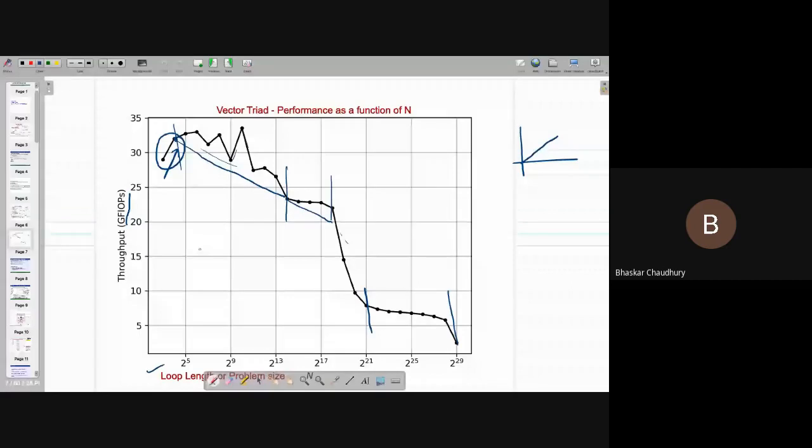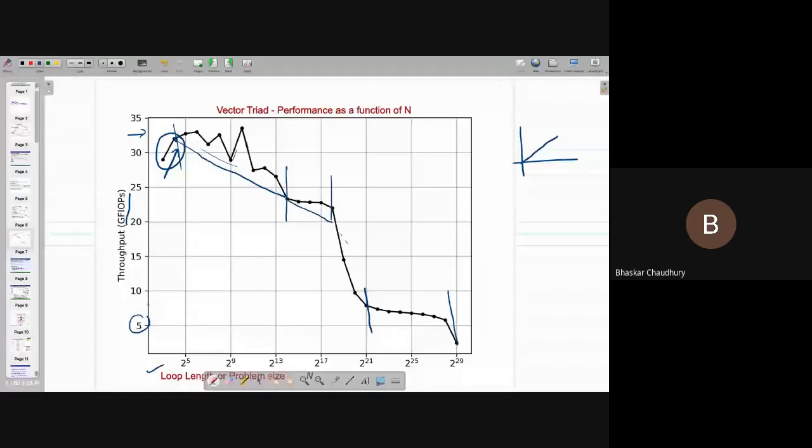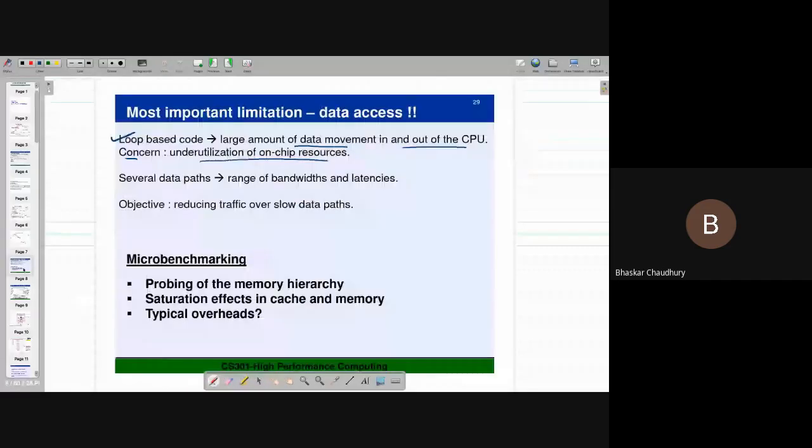So that's like a 6 times drop, which is huge. One order is 10 times, so it is close to one order. So something is going wrong, and we need to understand that. But as such, if you look into the code, there is nothing wrong. So it's a perfect observation. Several data paths, that we need to understand. The several data paths lead to a range of bandwidths and latencies.